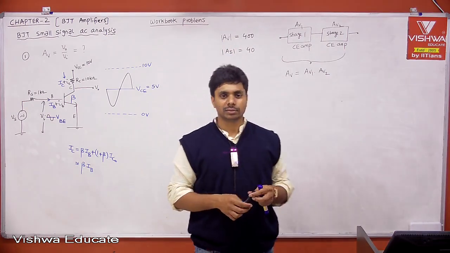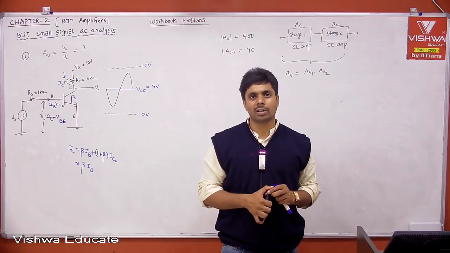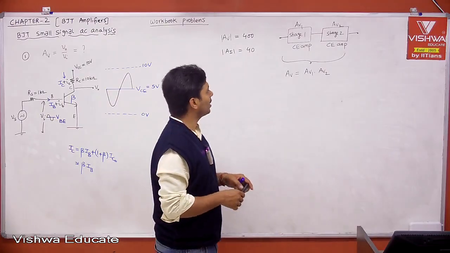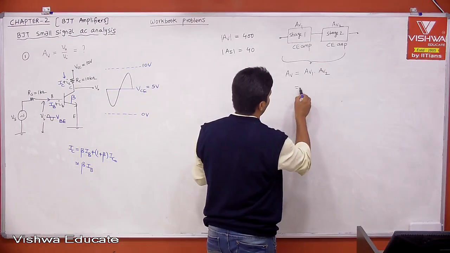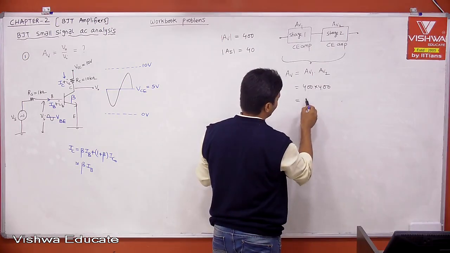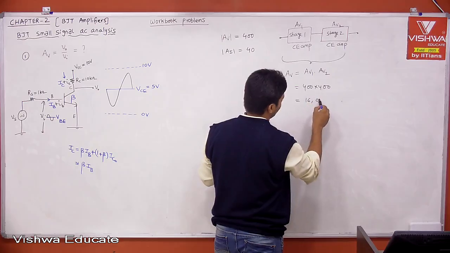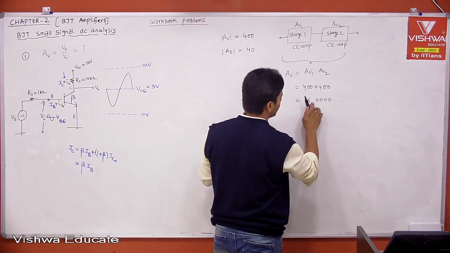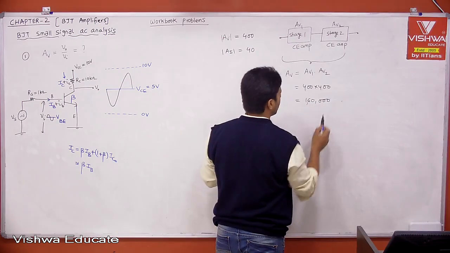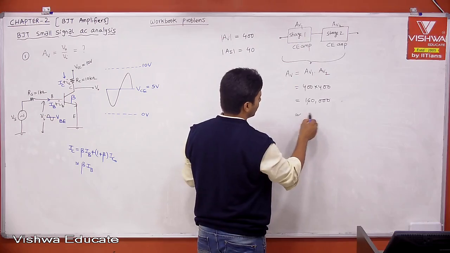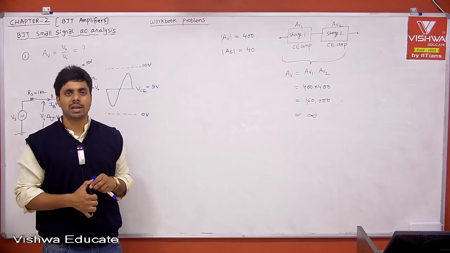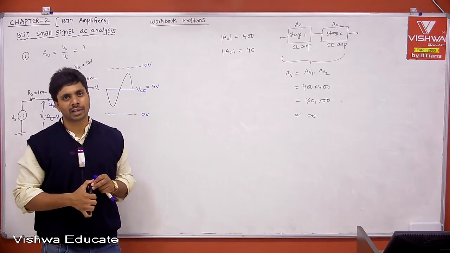What is 400 into 400? 40,000? 400 into 400, how much? 4 fours are 16, and 4 zeros: 1, 2, 3, 4. It is basically 1,60,000. People take it as infinity. When I say voltage gain 1,60,000, you can take it as infinity, right?